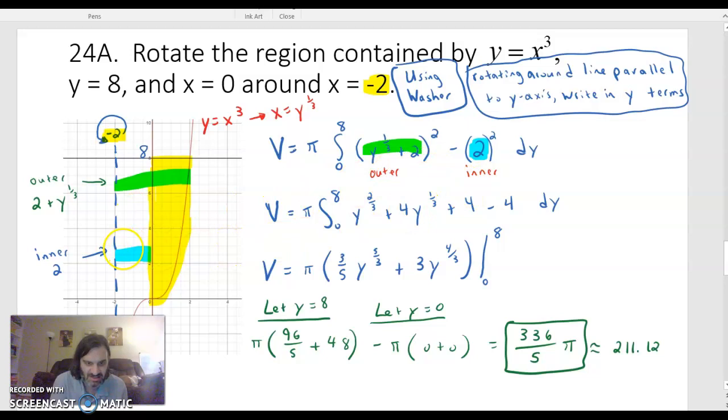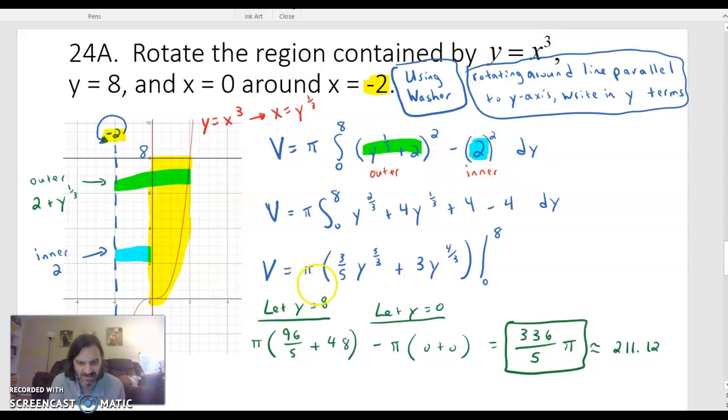And the inner radius is consistent here. We're bound by the y-axis, so at x equals -2, we're always 2 away from the y-axis. So that inner radius is 2. And in terms of y, this thing is going to run from a to b of 0 to 8. So the integral looks like pi times the integration from 0 to 8 of the outer radius of y to the 1/3 plus 2 squared minus the inner radius of 2 squared dy.